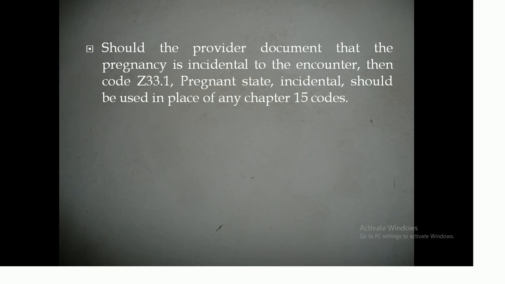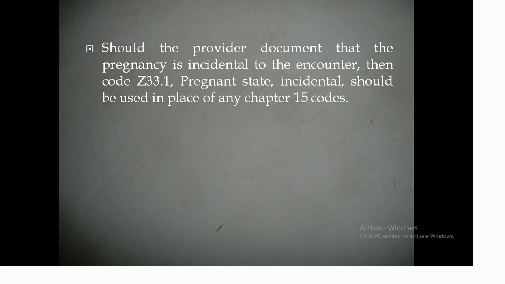So we will see the remaining coding guidelines. Should the provider document that the pregnancy is incidental to the encounter, then code Z33.1, pregnant state, incidental. Suppose a patient with a UTI problem has come to the hospital. What will the physician do? He will do some lab tests, like lab analysis, a pregnancy test, and any other lab test, urine culture or whatever. He will do all the lab tests, right?